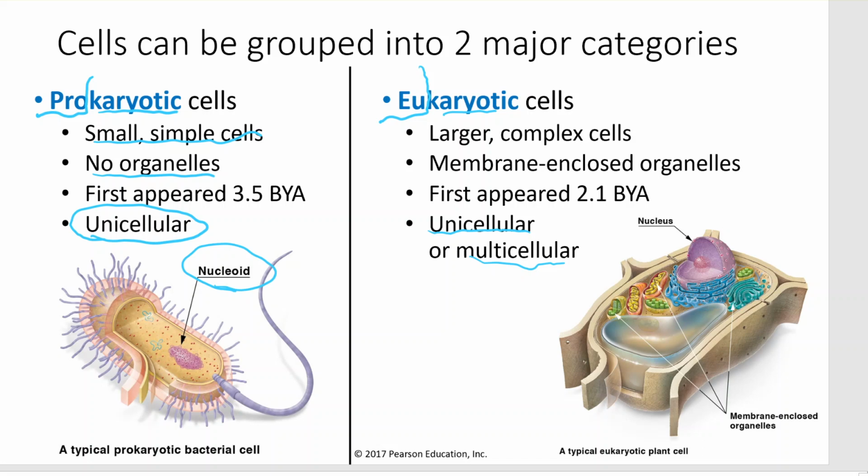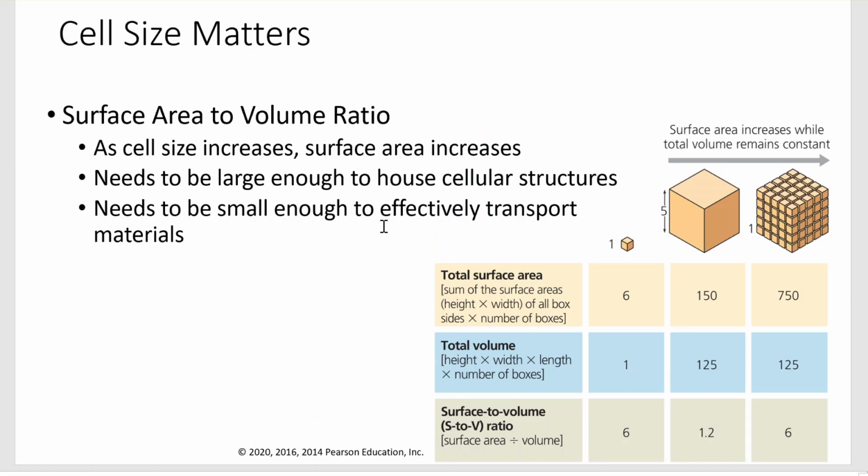Lastly, I want you to understand that the first organisms on Earth were all prokaryotic cells. Eukaryotic cells developed after that. Life first appeared on Earth about 3.5 billion years ago. About 2.1 billion years ago is when the first eukaryotic cells started to develop. So let's look at these two types of cells in more detail.